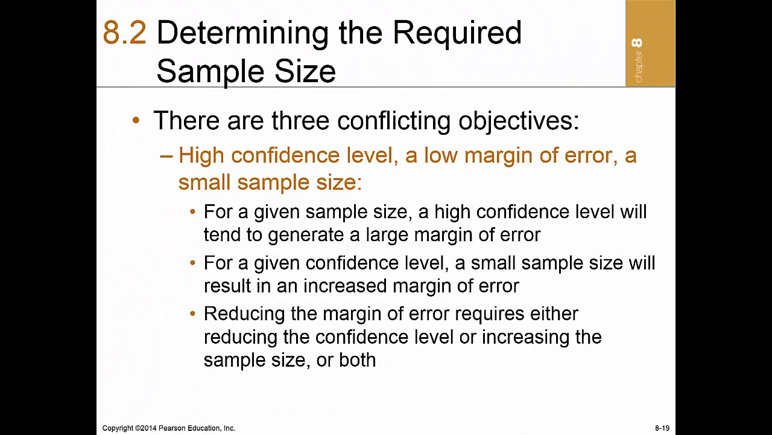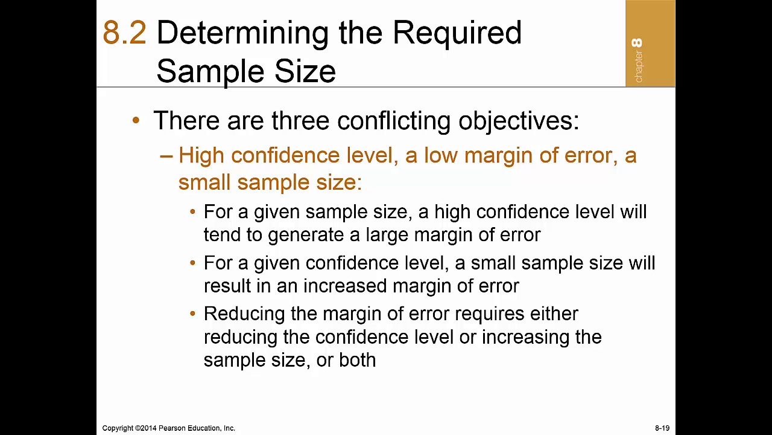So we've discussed the basic trade-offs that are present in statistical estimations. The desire is to have a high confidence level, a low margin of error, and a small sample size. The problem is these three objectives conflict. So for a given sample size, a high confidence level will tend to generate a large margin of error. For a given confidence level, a small sample size will result in an increased margin of error. Reducing the margin of error requires either reducing the confidence level or increasing the sample size, or both.